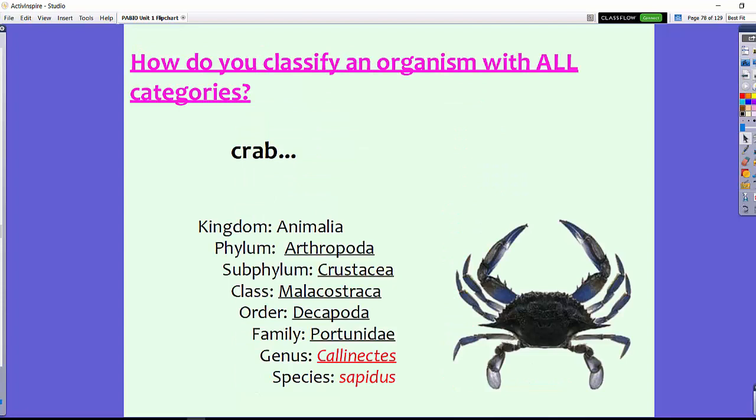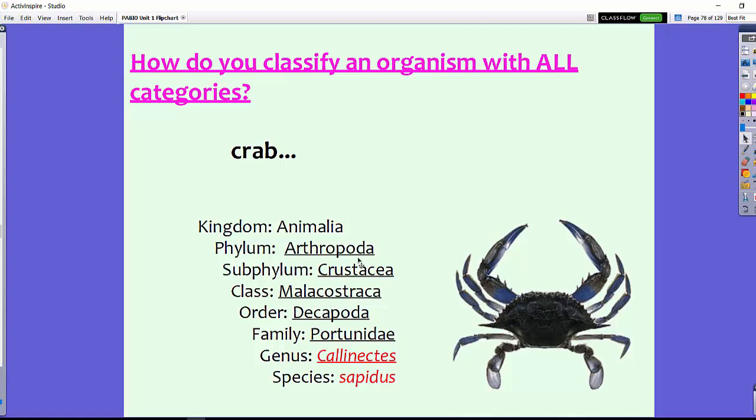So, here we just have an example of a blue crab. If you see here, we have several different listings for our taxonomic categories. Starting off with kingdom, I would have domain here, but this is a eukaryote, so it would be in domain Eukarya. So we have kingdom Animalia. Our next smaller group is a phylum, Arthropoda, which basically means that these are arthropods.